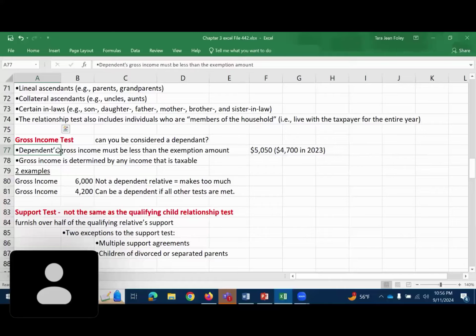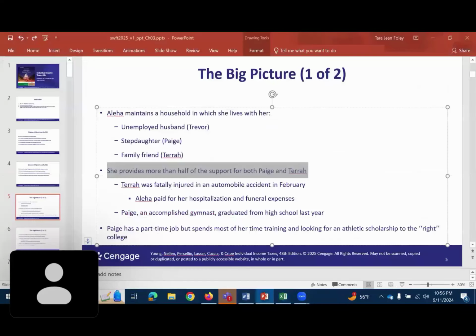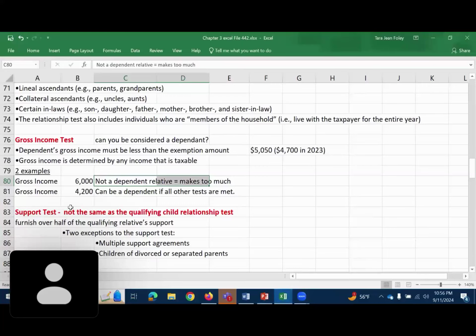The dependent's gross income must be less than the exemption amount, that 50/50 or 4,700. What does that mean? A dependent's exemption is 50/50, so their gross income must be less than that. For example, if my gross income is 6,000, I'm not a dependent; I make too much. So in this gross income test, if they make more money than the 50/50, they fail the test. They're not a dependent.